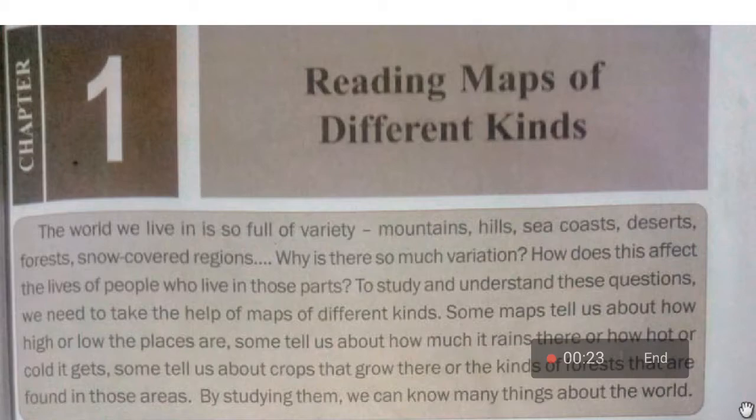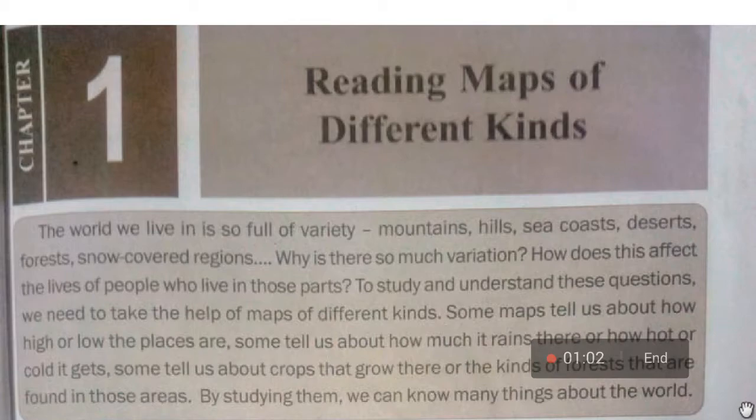We will see here. The world we live in is so full of variety. Where we are living on the earth, we call it the world. In this world, we can see different varieties on the land. There are mountains, hills, deserts, valleys, sea coast, forest, and many more regions we can see on this land.